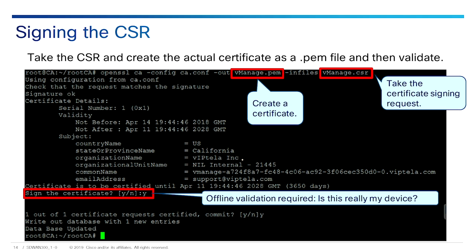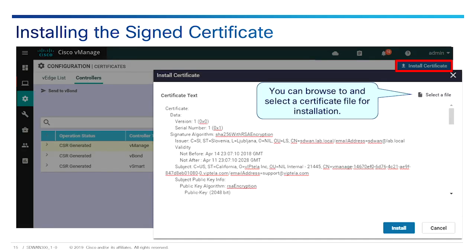After that validation occurs, the actual certificate will be created as a PEM file, and that PEM is basically a base64 encoded version of the certificate. And then that PEM file is going to be brought back to vManage and uploaded there. Okay. For each controller, install the certificate.